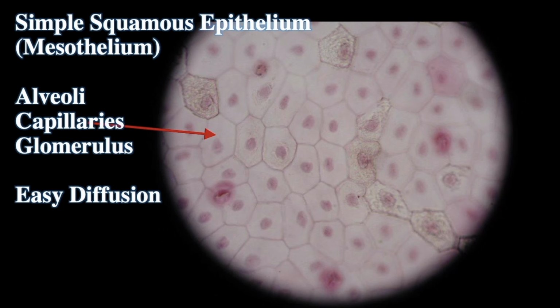What is the function? Well, they're very, very thin, so for easy gas diffusion. Oxygen, carbon dioxide. And of course in the glomerulus you also have other things going through there, which you'll get to in Anatomy and Physiology 2. Okay, so that's simple squamous epithelium.